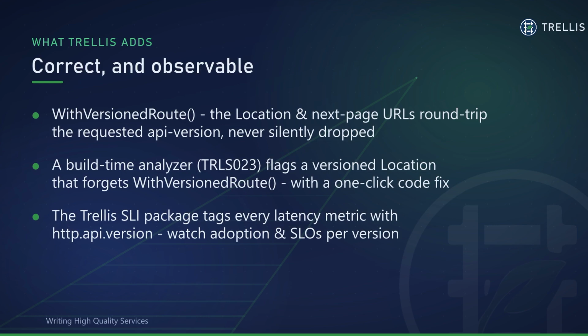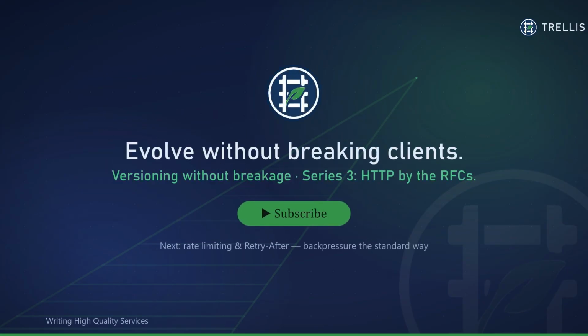The library does the versioning. Trellis keeps it correct and makes it observable. Versioning lets your API grow without a single breaking change. The old shape and the new shape, side by side, for as long as you need.